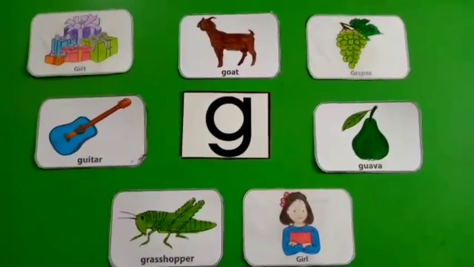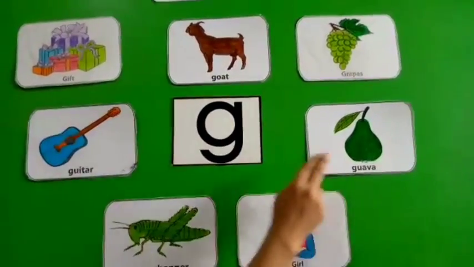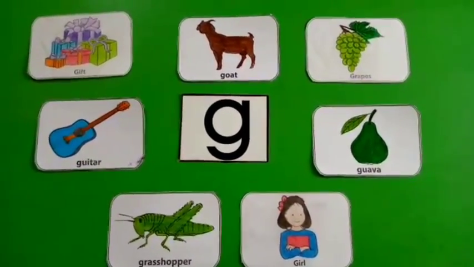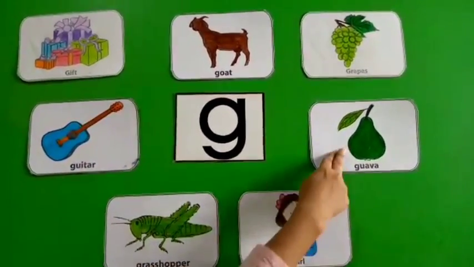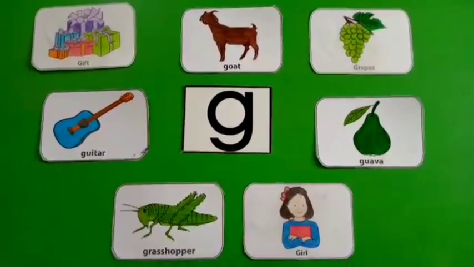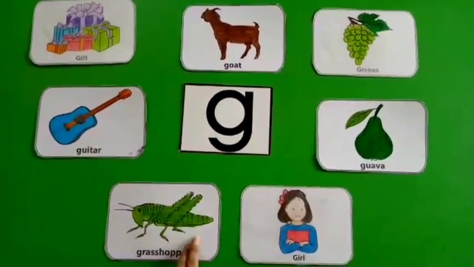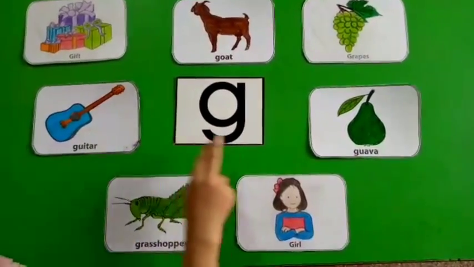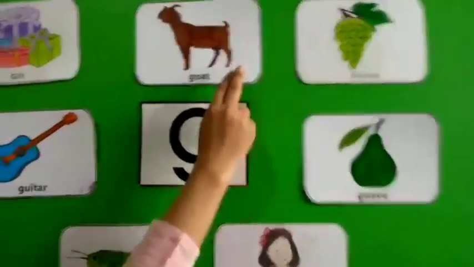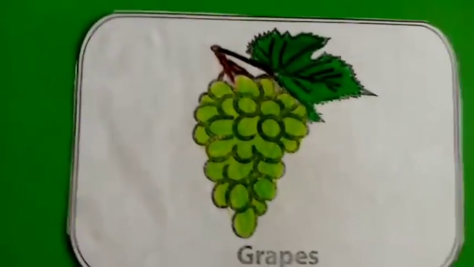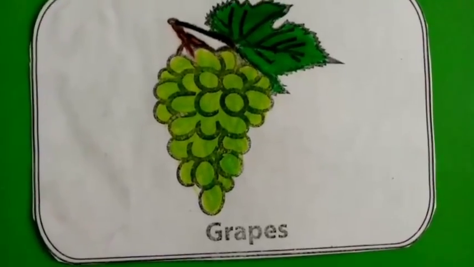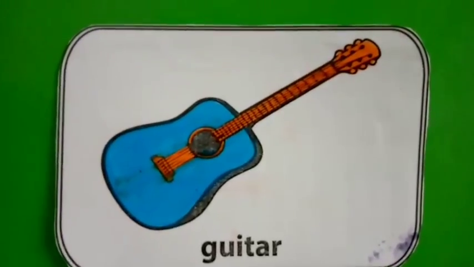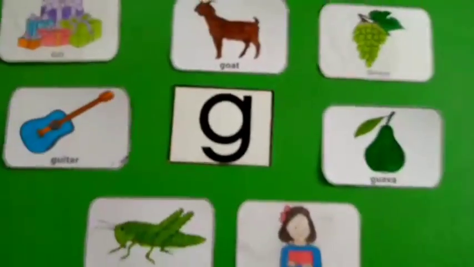Where is gift? Very good. Where is guava? Where is grasshopper? Where is goat? What is this? Grapes. What is this? Bird. What is this? Guitar. Very good.